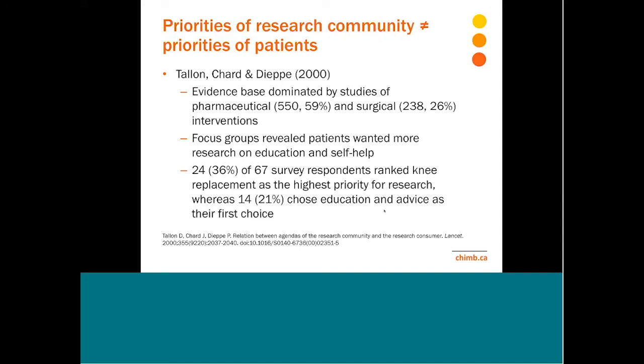They also conducted focus groups with consumers, which revealed that patients actually wanted more research on education and self-help. And finally, in a survey of patients, they identified that just over a third of survey respondents ranked knee replacement as the highest priority, but a significant proportion also chose education and advice as their first choice. This is just one example of several which highlights that there is often a mismatch between what patients want and need from research and what research is available.